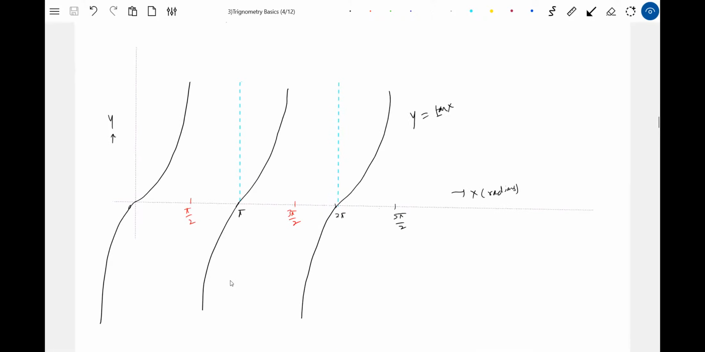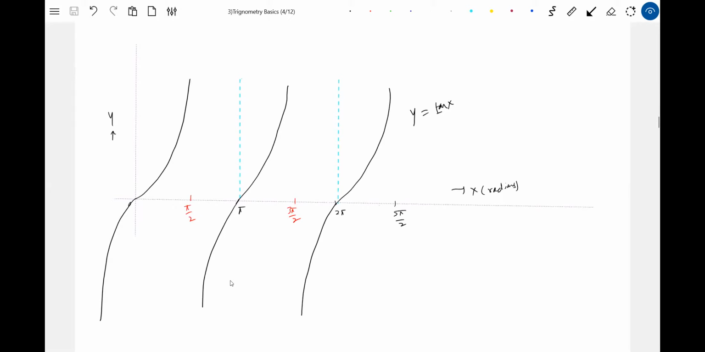How will the tan x curve be? The tan x curve, x will be in radians. So if you're getting confused, I'll write theta. Theta equal to 0, tan will be 0. Tan of 90 degrees will be infinity. As the value of theta increases, tan theta increases.